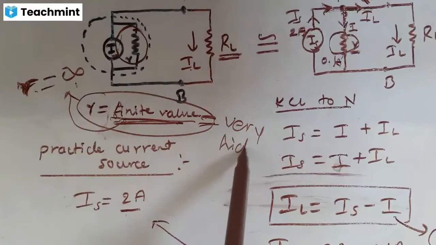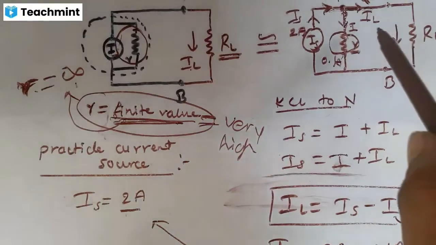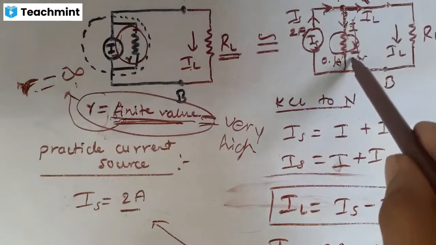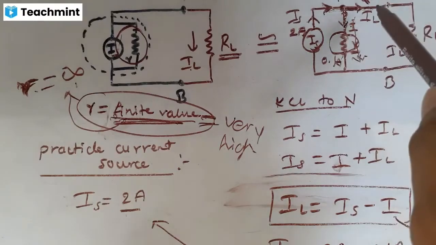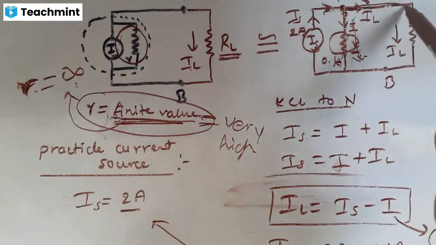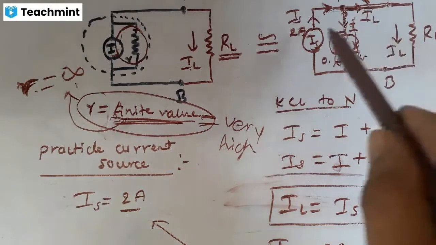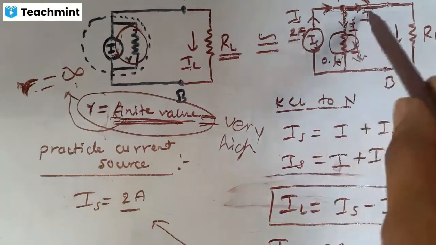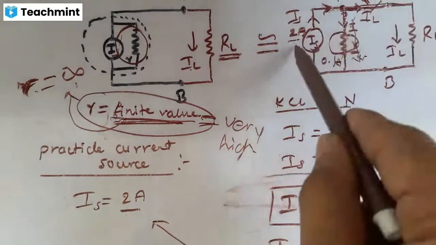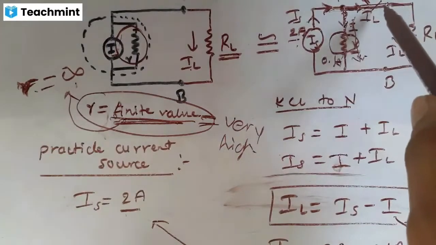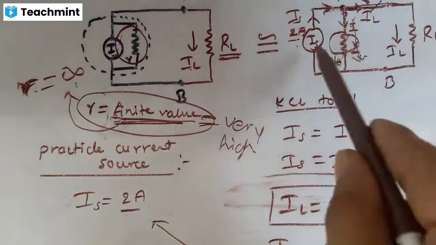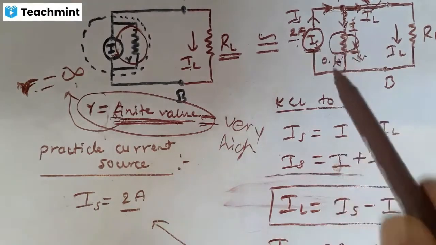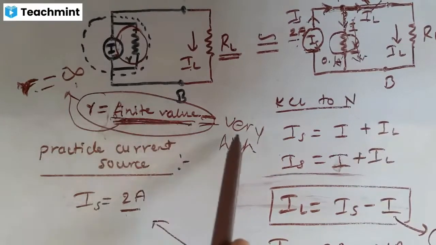Very high in the sense what? A low amount of current will flow through this R. If less current flows through this R, almost equal current will flow through this RL, which is equal to the actual source current. If it is 2, 1.9 will flow here. If it is 3, 2.99, like that, that current will flow. It is almost equal to the source current. That is what we want. In a practical case, the finite value should be very high.